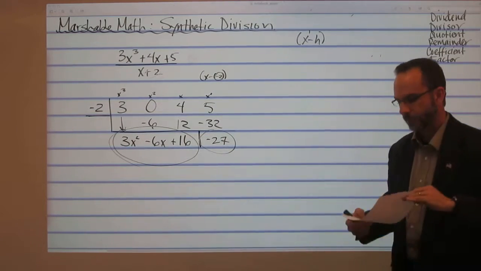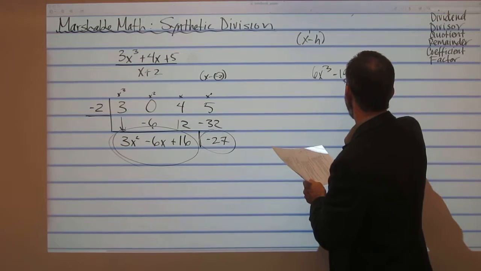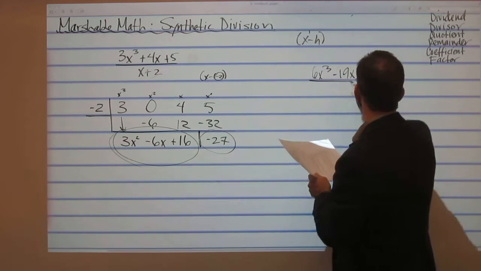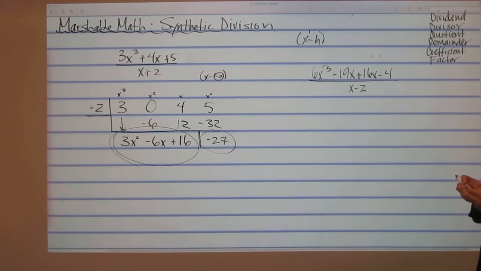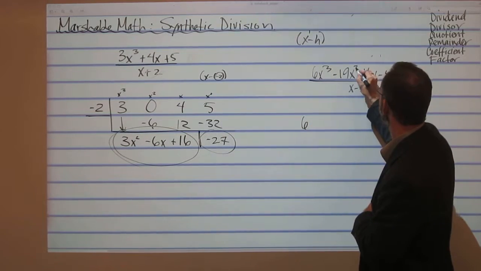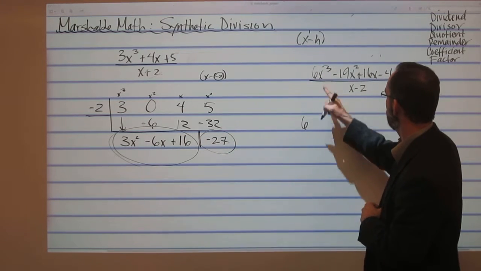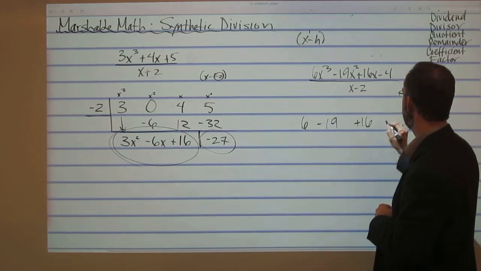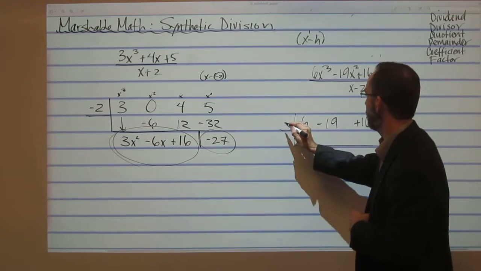And let's go. Let's do 6x cubed minus 19x squared plus 16x minus 4 divided by x minus 2. Go. Here's what I do. 6x cubed, oops, I'm sorry, that's squared. Rats. Sorry about that. 6x cubed minus 19x squared plus 16x minus 4, draw my bar. X minus 2, take the negative of that, plus 2.